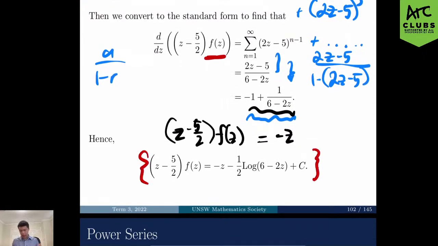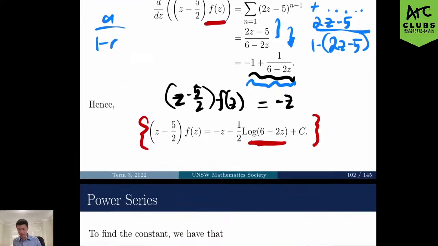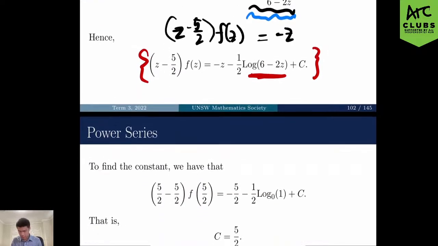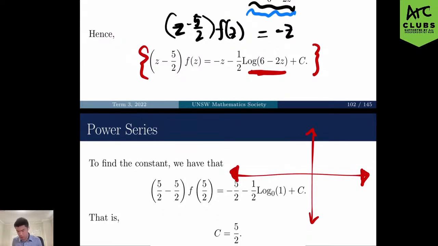There's actually a bit of a caveat that makes this more complicated, because recall that log isn't actually continuous everywhere, right? So if I draw this out, where is this equal to 0? Where is this equal to, let's take this over here.